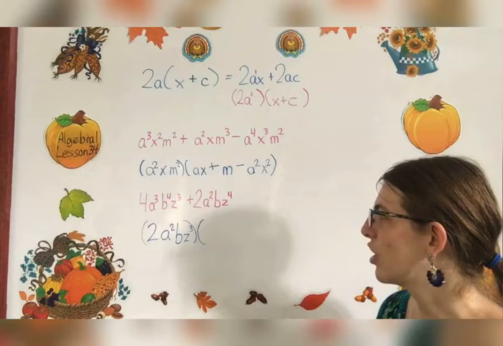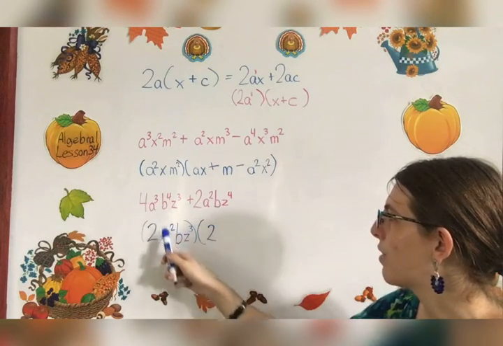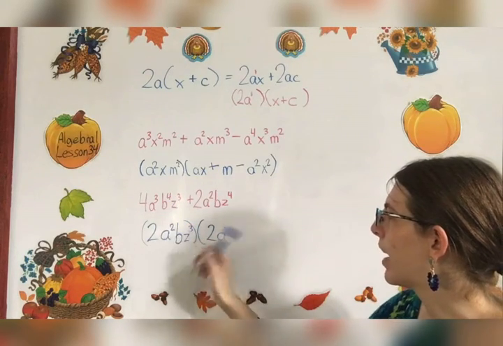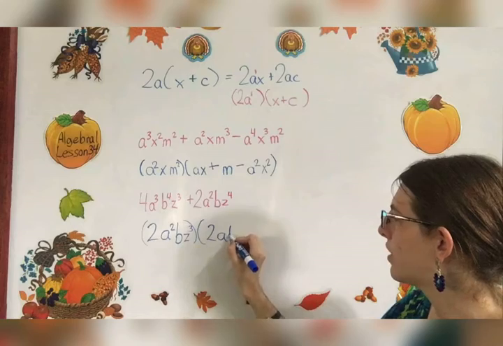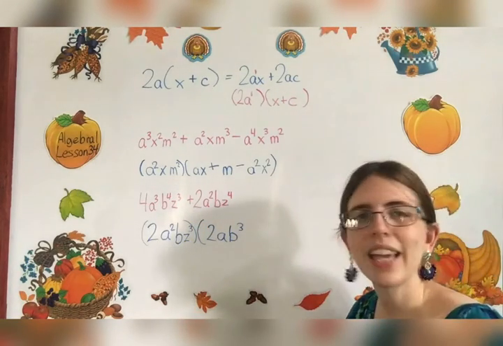Now I'll divide each term. 4 divided by 2 is 2. a cubed divided by a squared is just a. 4 minus 1 is 3, so this is b cubed. And z cubed divided by z cubed cancels out.